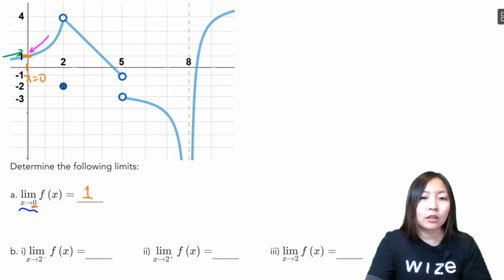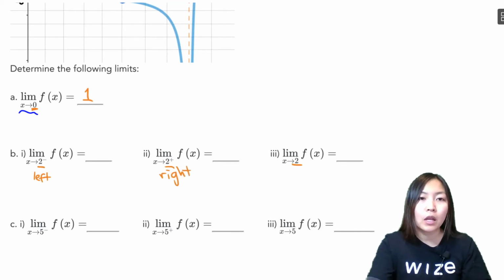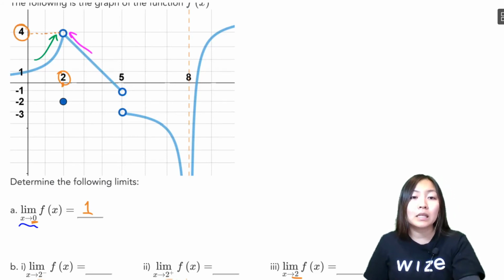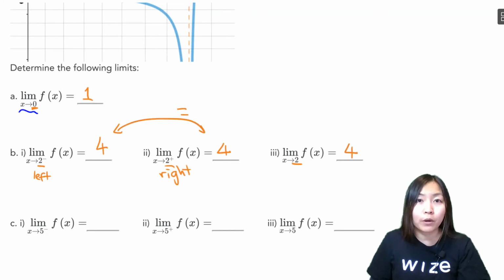Part B, a little bit trickier. Let's take a look at the left-hand limit as x approaches 2 from the left, right-hand limit as x approaches 2 from the right, and then as x approaches 2 in general. So going back to our graph, x equals 2 is right here. So we need to find the limit as it approaches 2 from the left and 2 from the right. Notice that both of these numbers approach the y value, or f at x value, of 4. So we see that the left-hand limit equals the right-hand limit. They're both 4. So that means that the limit itself is going to be 4.